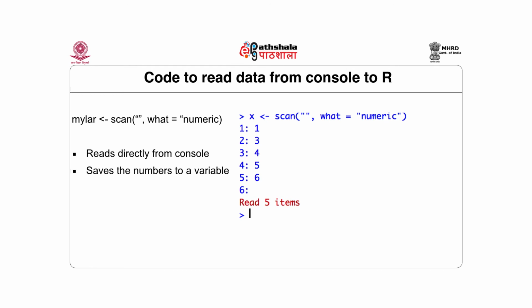So you can see on the right-hand side, when I started running that particular section of the R script, it says, okay, scan from the console, which is a blank quote unquote space, and you know, R you should only read numeric data into it. And so then I've clicked enter, and immediately I find that there are like 5 or 6 lines come up. So till 5 lines I've kind of randomly punched in numbers, and then when it comes to the 6th line, I've left it blank, I hit enter, and then R understands that it has read 5 items.